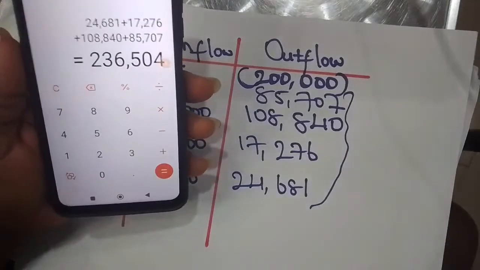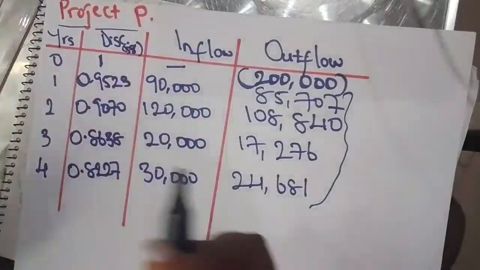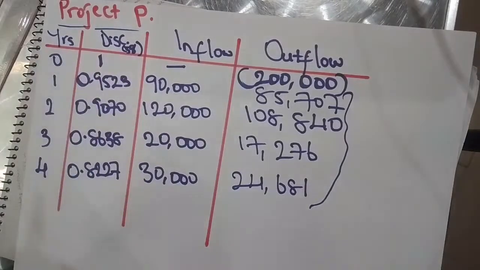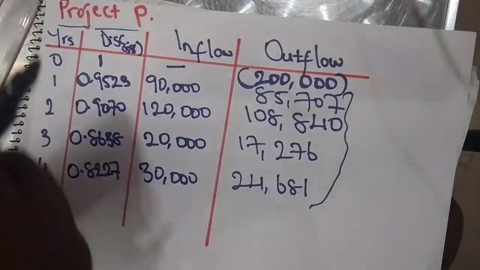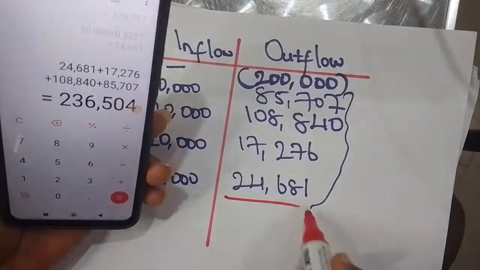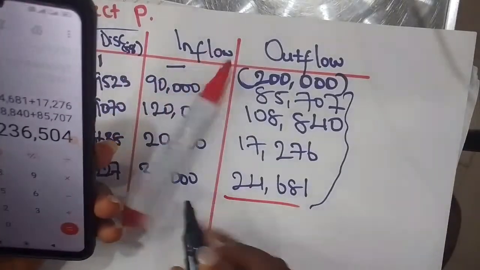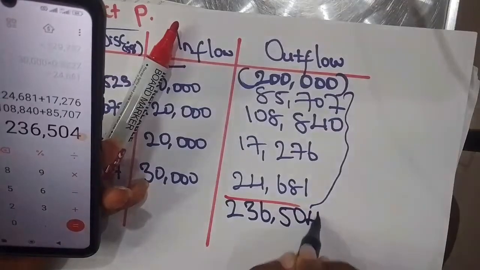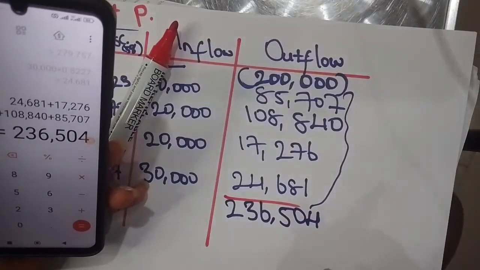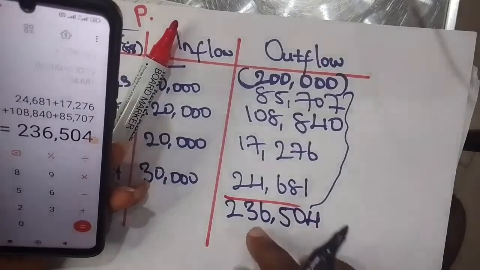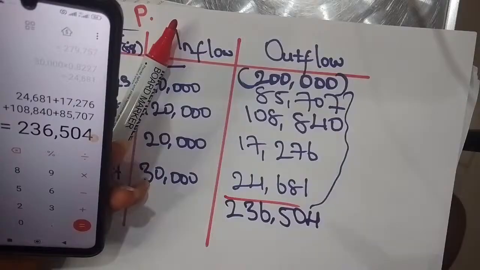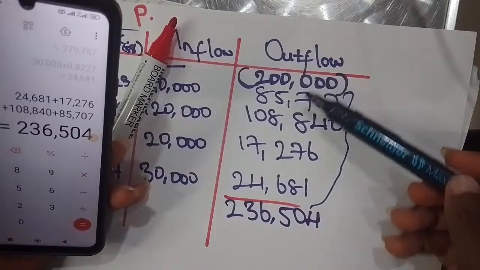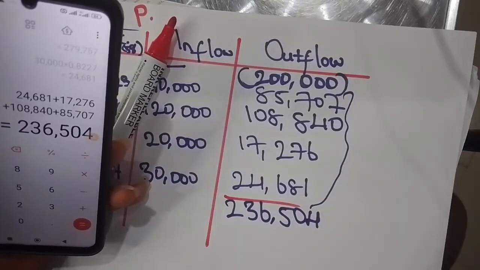Okay, here's mine. 236,500. Is that what you got? If you did not get 236,500, you're wrong. Oh, 236,504. Please remember, this is not the NPV. You can only get the NPV when you deduct the initial outlay, or you call it outflow, or whatever else you call it.